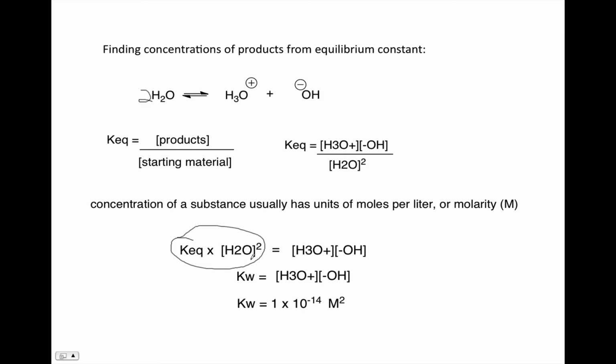If we substitute that in, and you don't really need to understand that, but I'm just telling you where all this is going to come from, then the Kw equals the concentration of the H3O+ times the concentration of OH-. It is known that the Kw equals 1 times 10 to the minus 14th, and this has units of molarity squared, because this is in units of molarity, and this is in units of molarity.